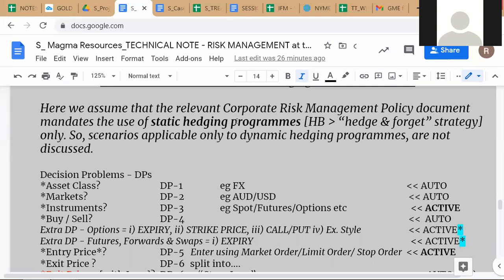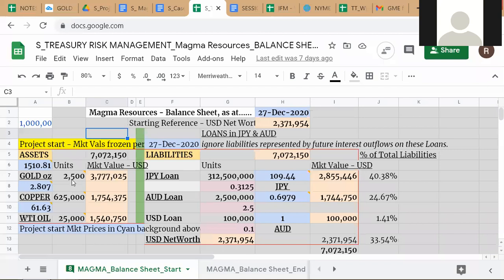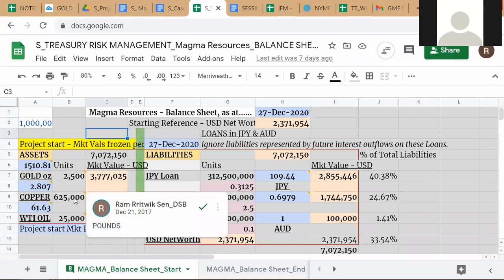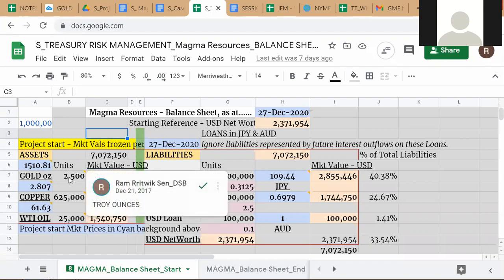Static versus dynamic only means that in the case of a static hedging program, once you have this exposure of gold of 2,500 units, once you decide to hedge, you just straight away hedge it once. You sell the underlying position long, you sell 2,500 ounces, which is basically 25 contracts. Each contract is 100 troy ounces. So you sell 25 contracts, and that's it. You forget about it. Now you know your gold position is hedged. You're not going to disturb it anymore.